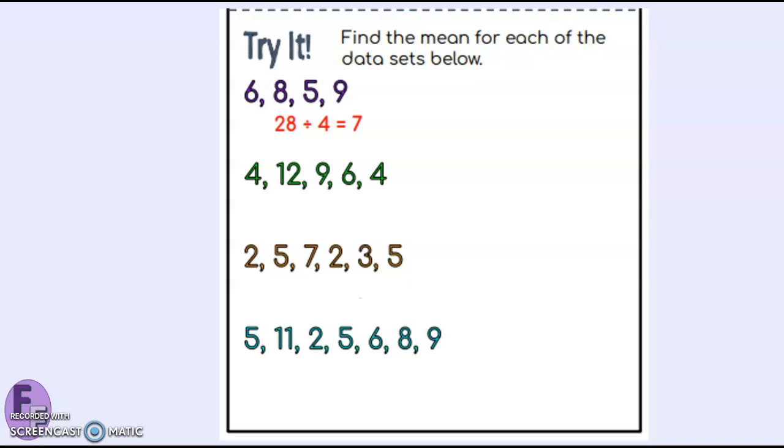Add the 5 numbers in the data set together. 4 plus 12 plus 9 plus 6 plus 4 gives us 35. Divided by 5 because there are 5 numbers in the data set. Our mean is also 7 for this data set.